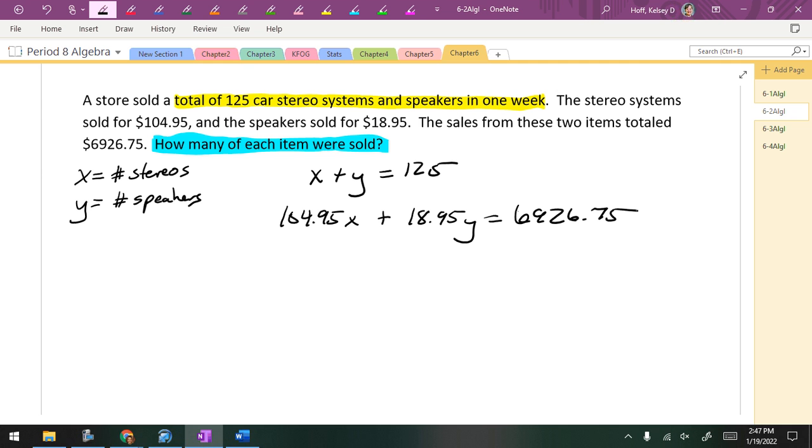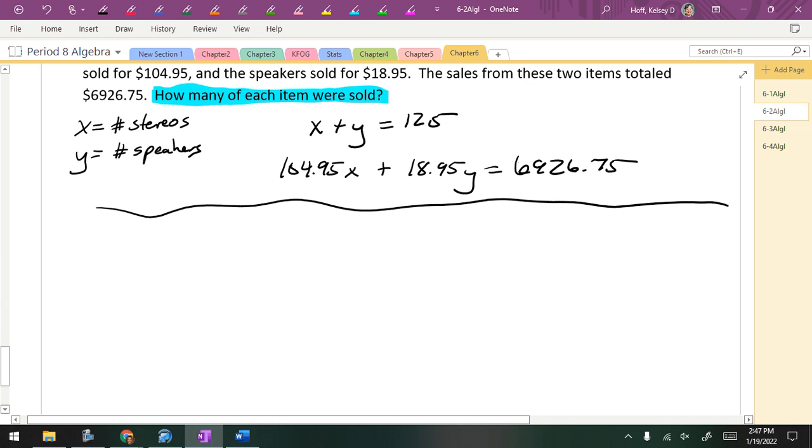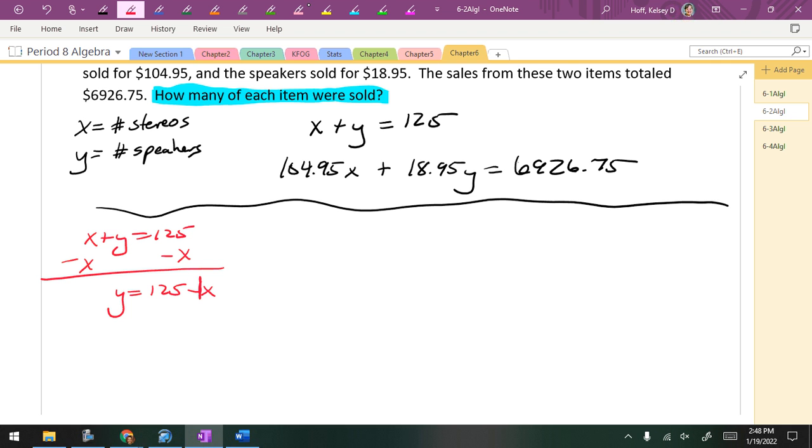Now let's definitely pick the bottom one and get X by itself. Agreed? Okay. Clearly pick the top one, yes? You want to get X or Y by itself? Y? Okay, so X plus Y equals 125. How do I get Y by itself? Subtract X from both sides. So Y equals 125 minus, I'm going to put a 1 in front of that X just so I don't forget it. Now what do you want me to do?